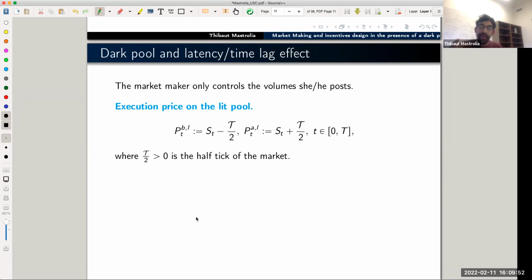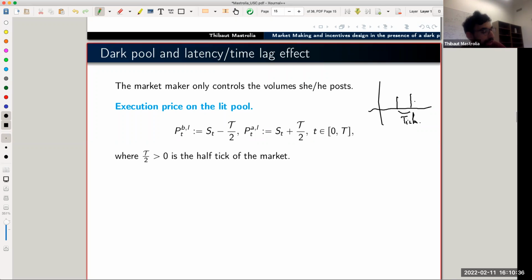I told you that the market maker sends volume on the lit pool and controls only volume. So what is the execution in this case? I assume that you send the volume on the lit pool and the market maker will be executed at the best bid and the best ask. The best bid is the price of the asset minus the tick divided by 2, and the best ask is the price of the asset plus the tick divided by 2. So I'm considering a market where you have the best bid here, the best ask here, and the spread is exactly 1 tick.